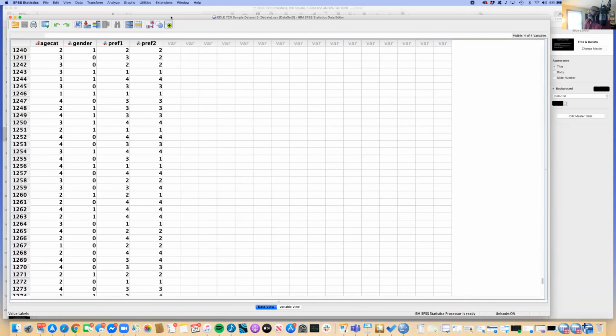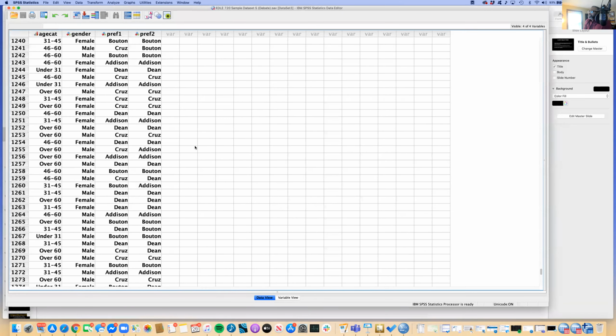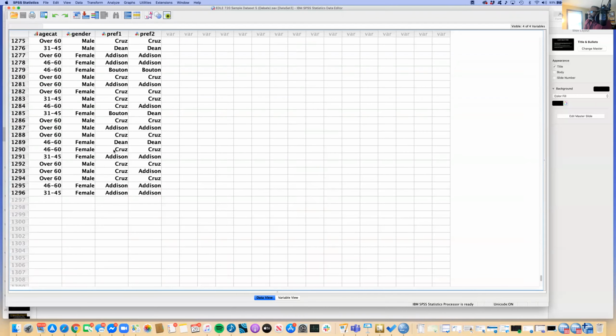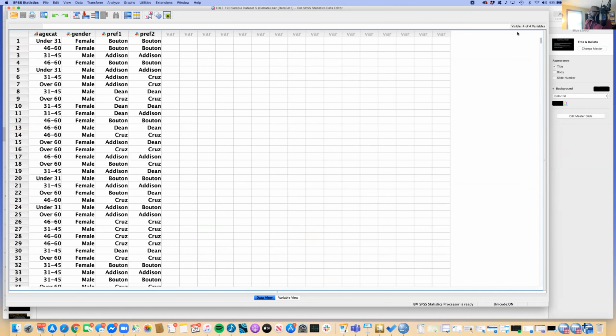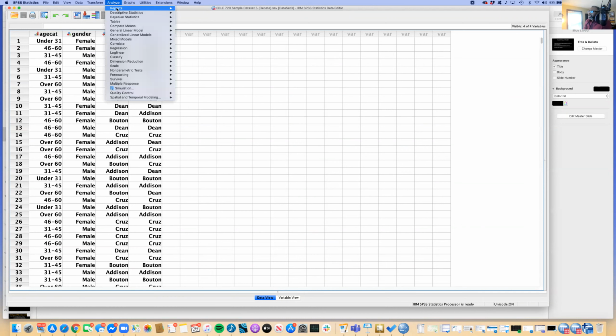No problem. Okay. So all these are categorical variables again. And this is a data set with about 1,296 people and their choice of candidate before a debate and after. So a pre-test, post-test, which is pretty interesting, right? Okay, so what we're going to do is just, again, summarize the variables. We're going to go to Analyze, Descriptive Statistics, Crosstabs. Okay.